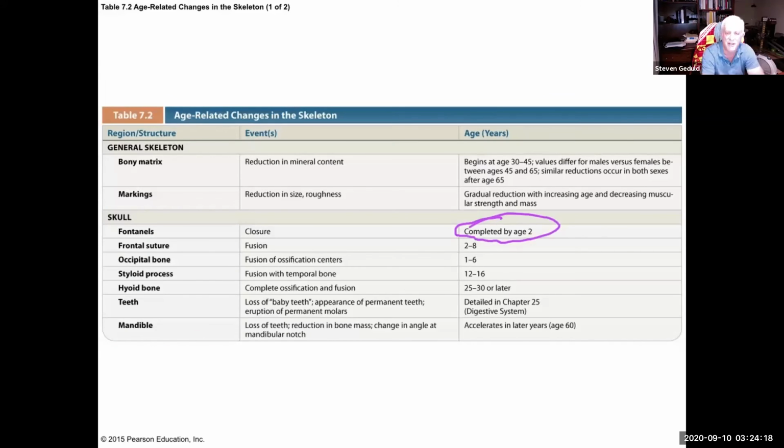If you've got open fontanelles on a skull, it's going to be less than 2 years old. Fusion of the fontanelles means it's between 2 to 8 years old. Fusion of the ossification centers, 1 to 6. Fusion with the temporal bones, 12 to 6. That's just normal development. Complete ossification, 25 or 30.